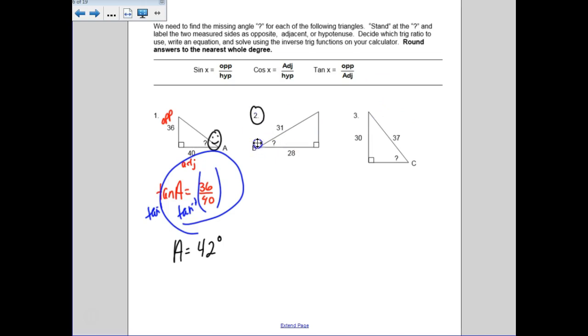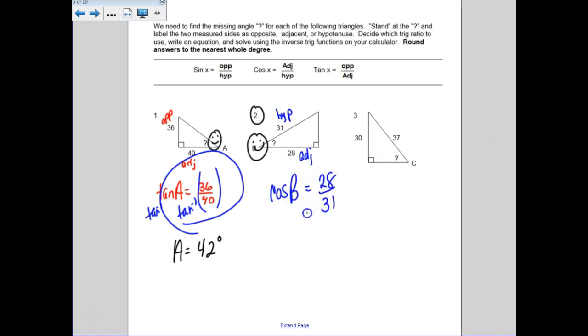All right, number 2, we are trying to figure out angle B here. That's what I'm interested in. How would you label 28 in reference to where I'm standing? It's adjacent to you. Very good. How about 31? That is clearly the hypotenuse. So what trig function do we have? Cosine. So we have cosine of angle B is adjacent over hypotenuse.